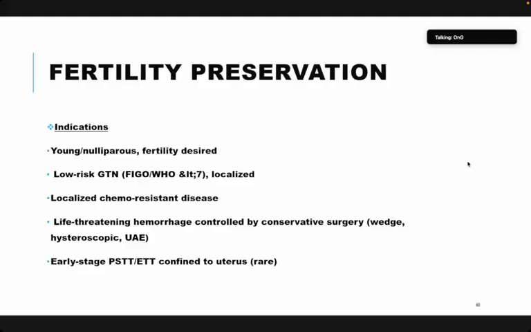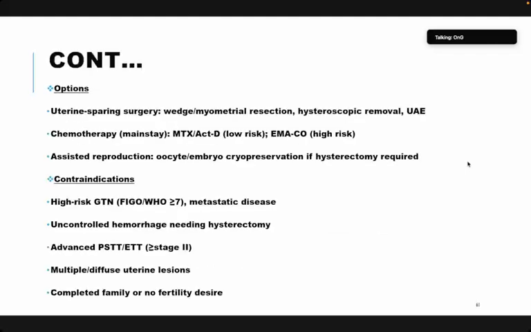Some of the indications for fertility preservation: most of our patients are young and still require fertility, as in a low risk score or the other subtypes of GTN. Then, depending on where the bleeding is coming from, you can do a wedge or myometrial resection. If it's from the liver, you can do a resection, or if there's brain mets, then you can do neurosurgery.